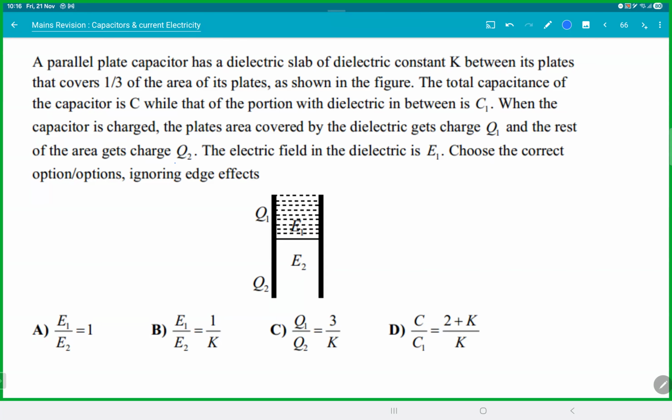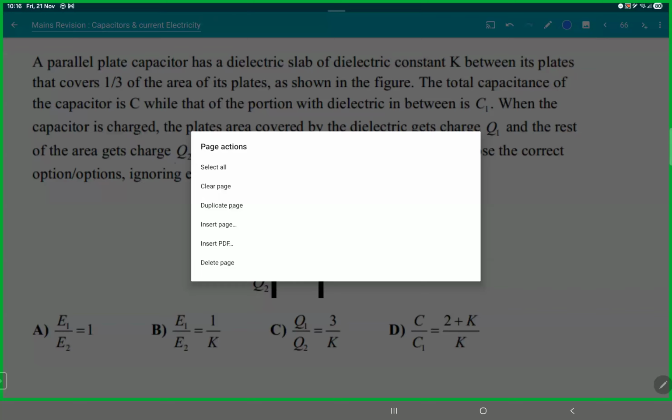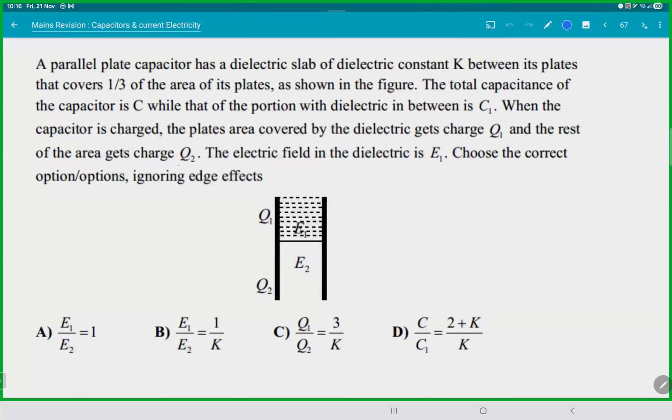Let's see. First thing, let's look at the electric field. I don't even need to know anything about the question. What is electric field? Potential difference between the plates divided by distance between the plates. Whether you have dielectric or whether you don't have dielectric, it doesn't matter. Are you clear? Isn't that the question we did in capacitor?